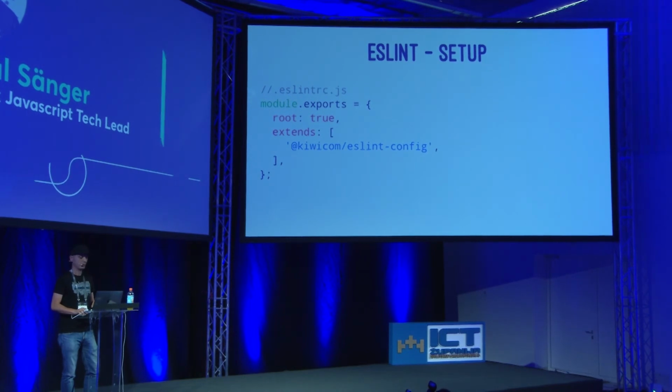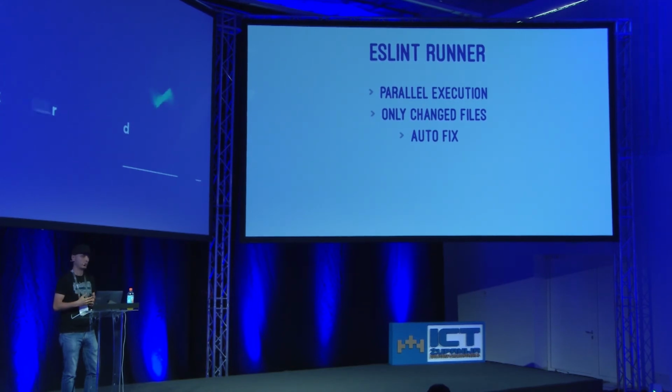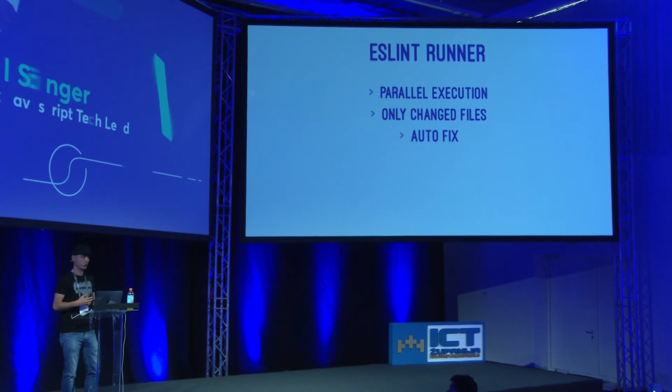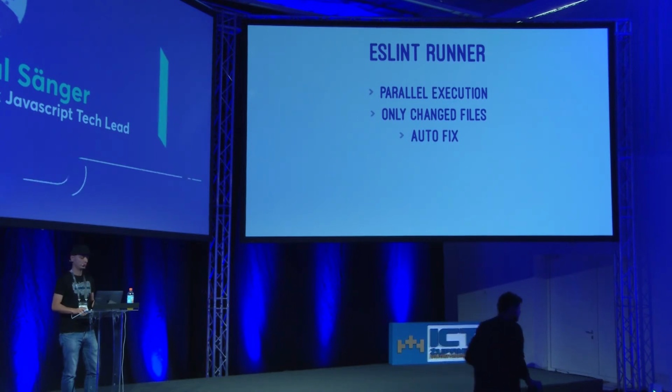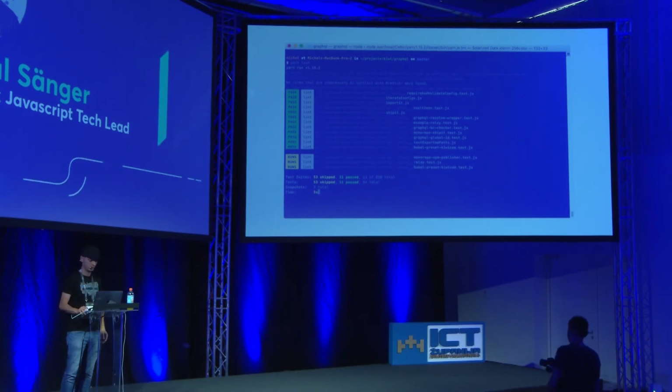And it comes with one great bonus, which is the ESLint runner. Because on a big project with a lot of rules, you can notice that ESLint takes a lot of time until it's finished. So we built our own runner on top of Jest runner. We can run the tests in parallel, and we can also execute only files that were changed. So it looks like this. You can see it's running in parallel, and only a small fraction of a few hundred tests are being executed.